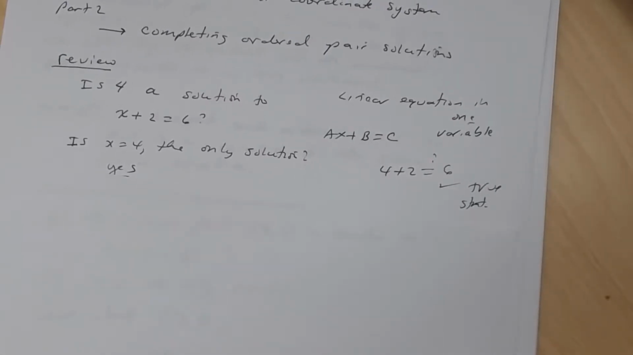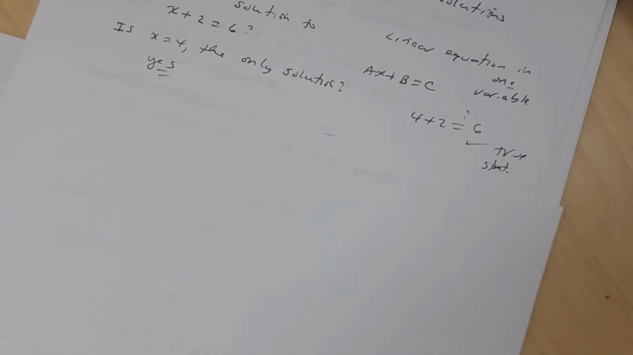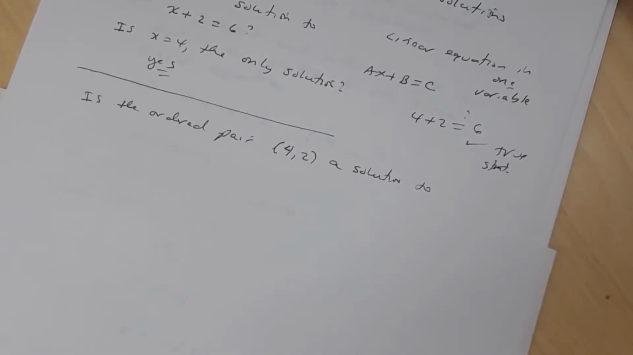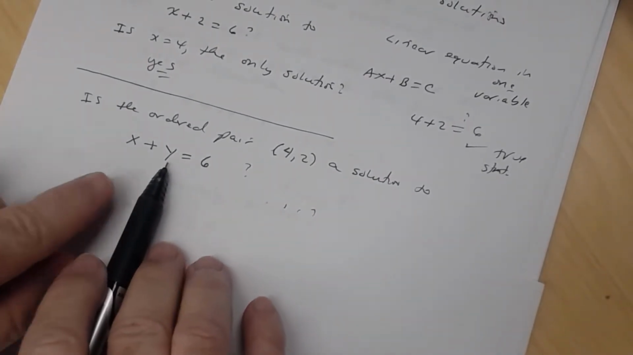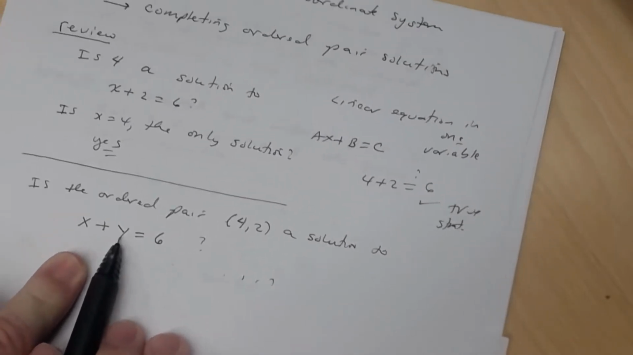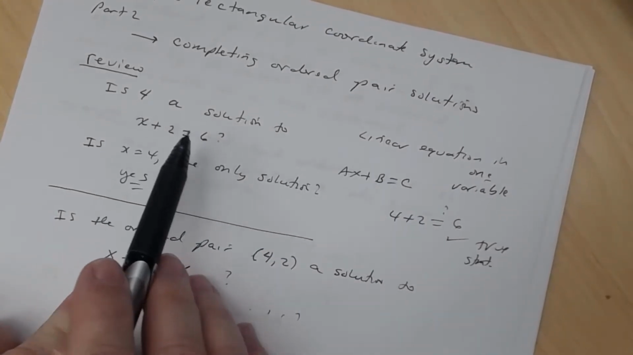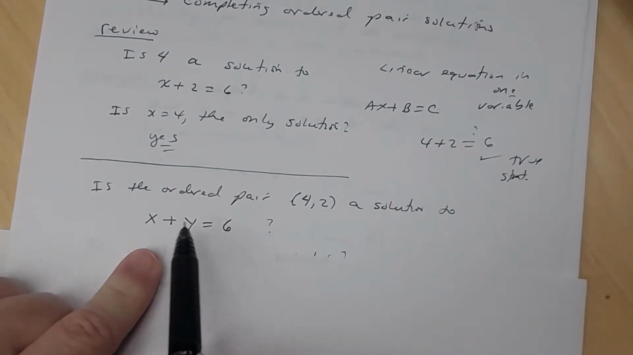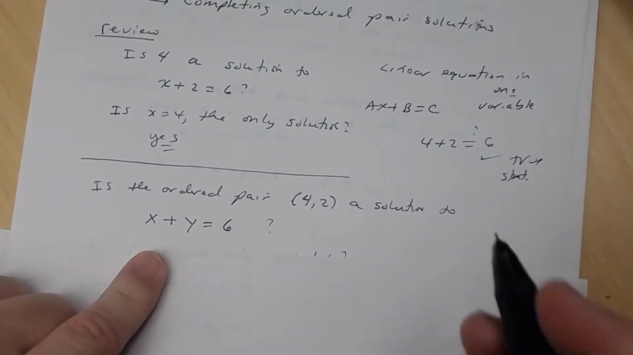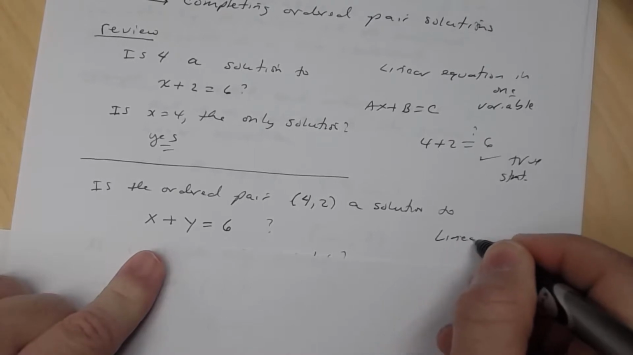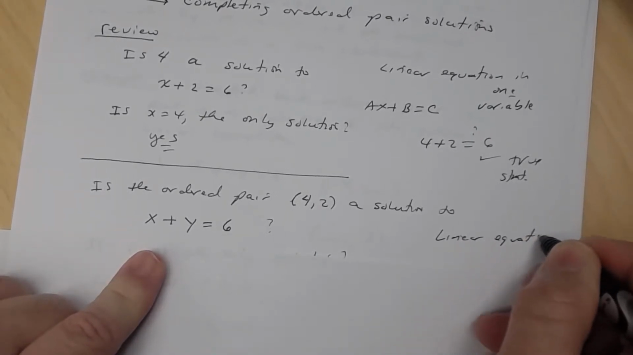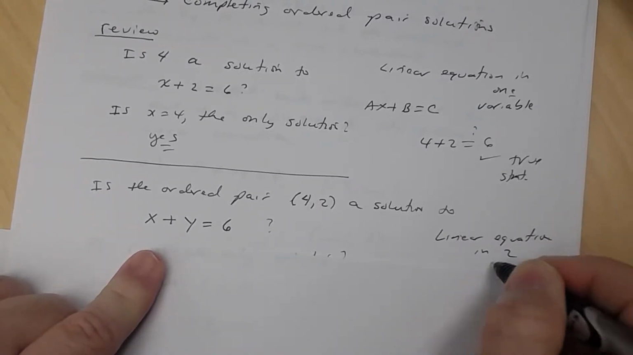Okay, now let's go forward with this. Let me jump ahead for a little bit. You see this linear equation in one variable, the variable x. This is a linear equation in two variables.